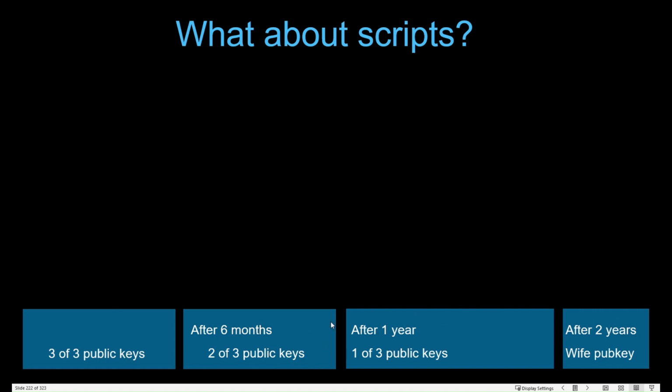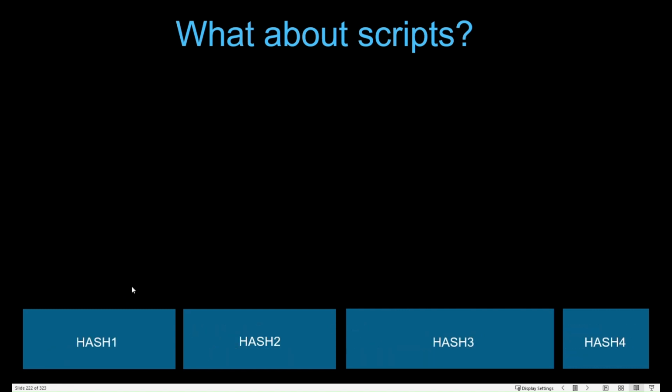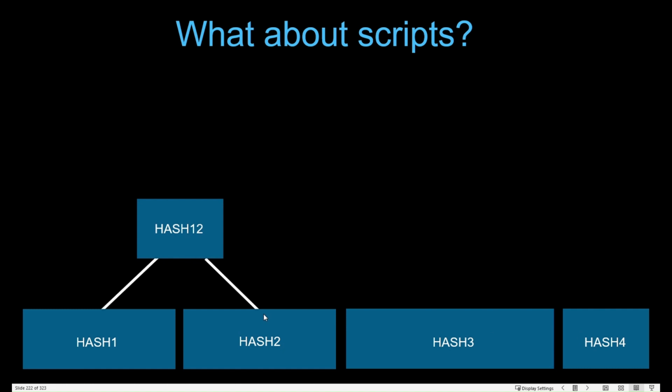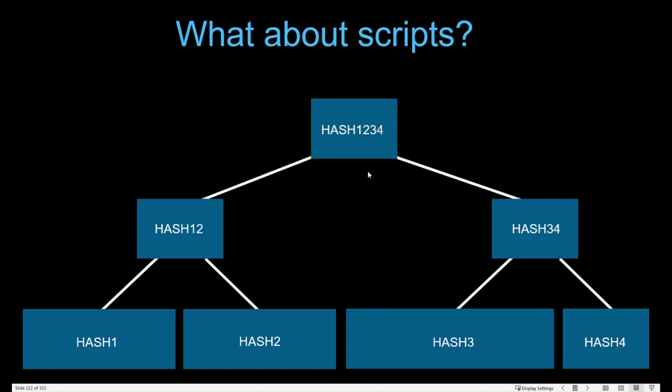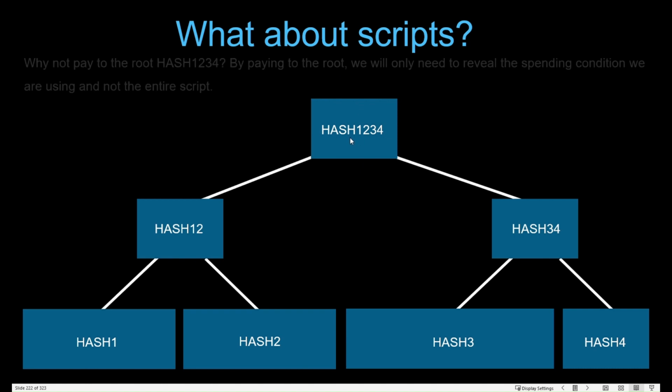But we're going to break them up into individual pieces, and instead of hashing the whole script together, we're going to go ahead and hash everything individually. We're going to hash this one, this one, this one, and this one. And then we're going to take these two hashes and we're going to hash them together. Then we're going to take these two hashes and we're going to hash them together. Then we're going to hash these two together. And we're going to get the root of the hash tree. And this is what we're going to pay to.